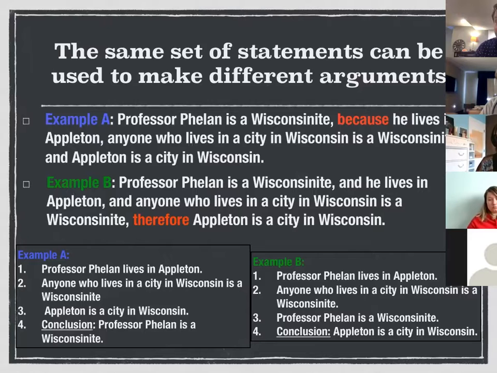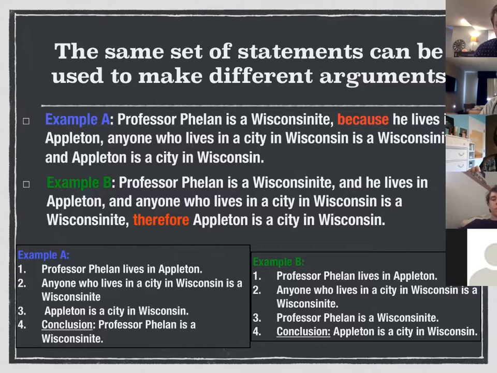Okay, so we could add "currently lives in," but wouldn't Simon's point still stand there? Well, I think if you put in Professor Phelan currently lives in Appleton, anyone who currently lives in a city in Wisconsin is a Wisconsinite. And that still has the same problem, though. Does it though? Because it's implying that at this moment.